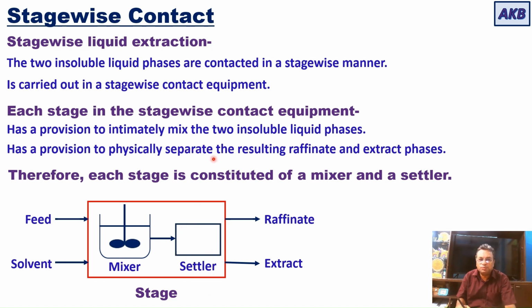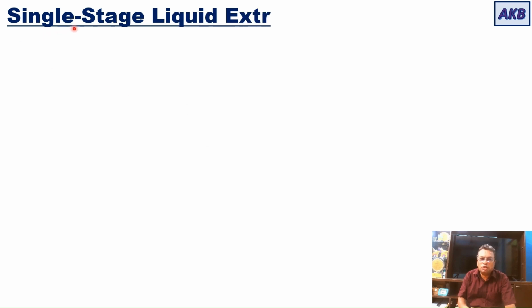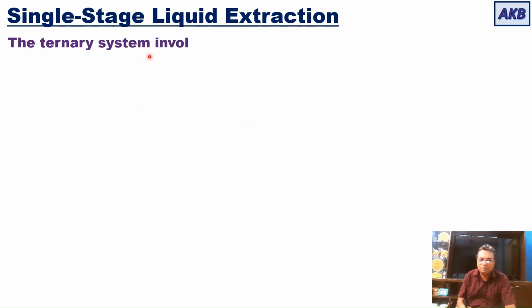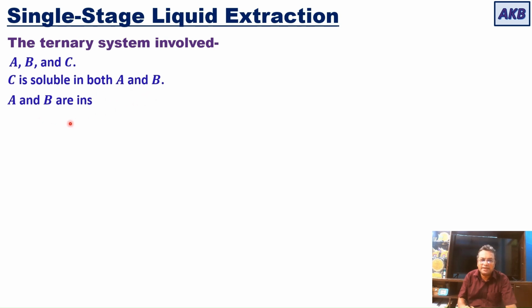Let us continue. Now let us talk about the single stage liquid extraction operation. We are going to represent it. Before that, let us understand what ternary system is involved. I have already briefly discussed it at the beginning, but let us understand it in detail. The ternary system involved has three liquids, A, B and C. Liquid C is the solute, and it is soluble in both A and B, whereas A and B are insoluble in each other. These are nothing but the insoluble liquids that we are talking about.